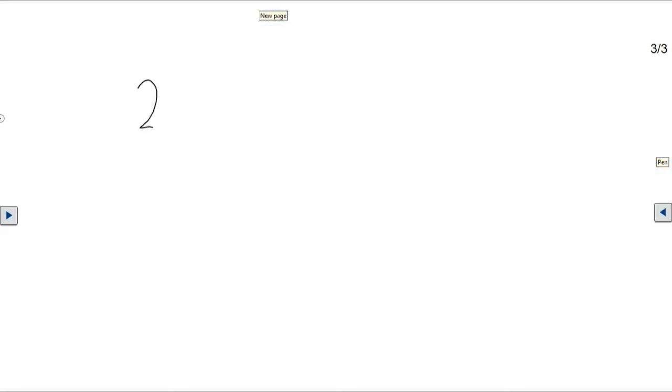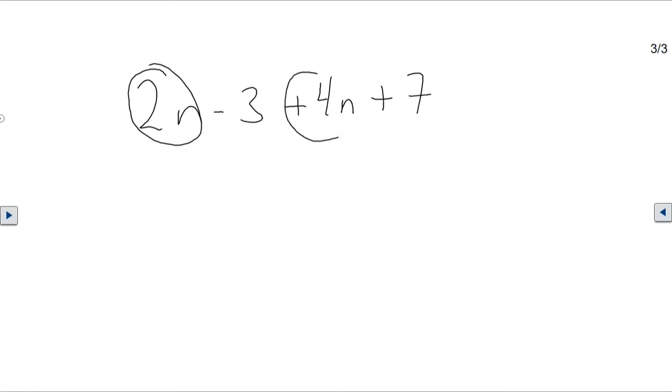Okay, so let's say I had 2n minus 3 plus 4n plus 7. So I wanted to combine like terms. Again, step 1, identify those like terms, right? I see a 2n and I see a plus 4n. So I can combine those together. 2n and 4n make 6n.